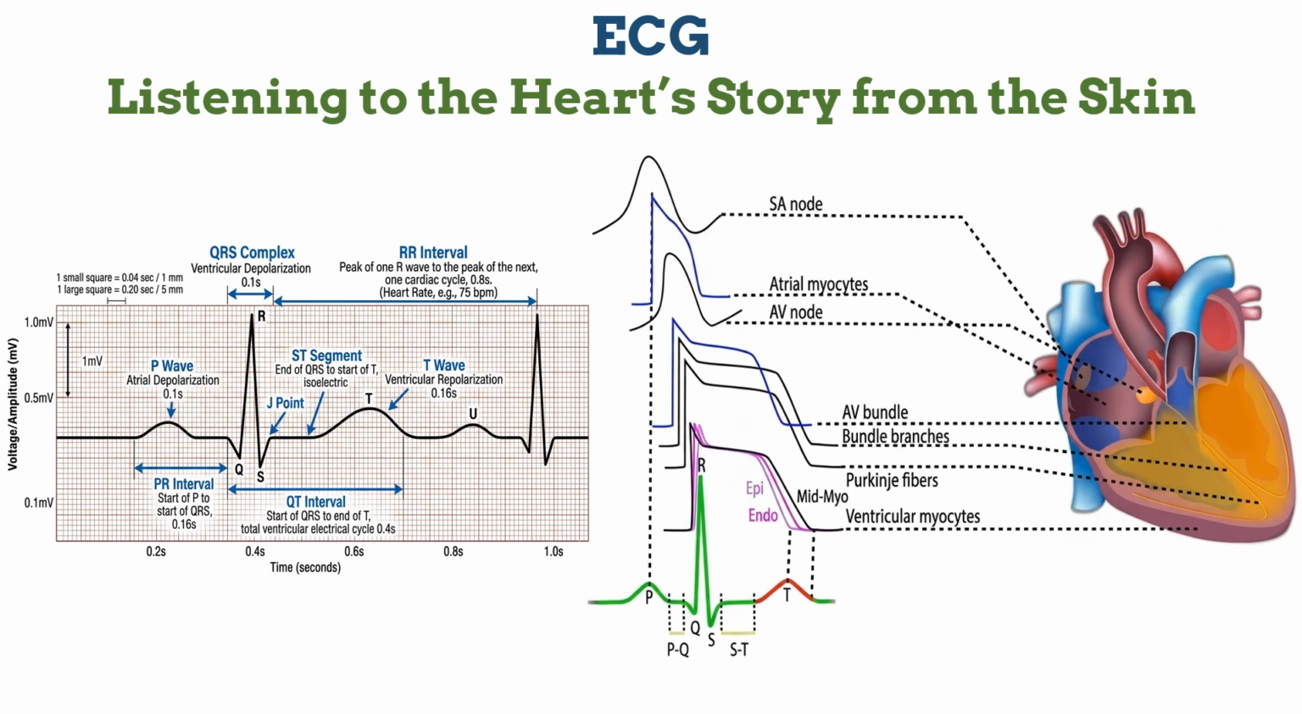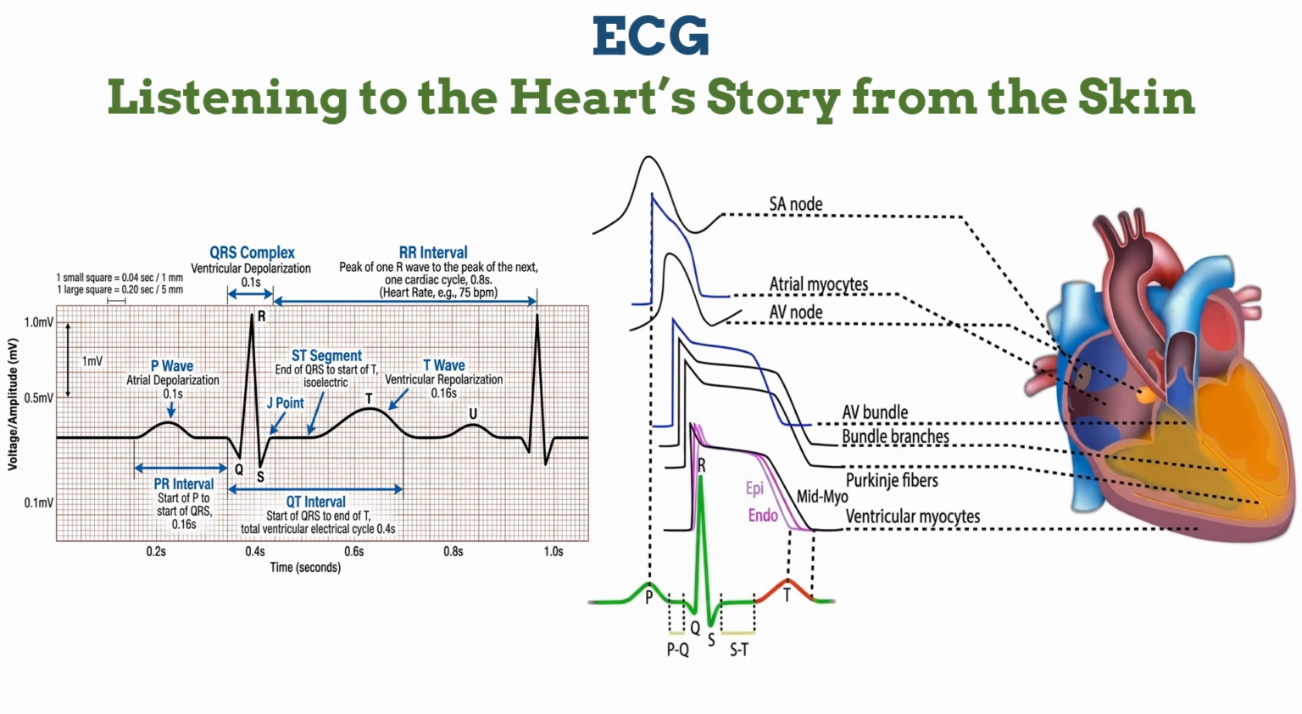The QRS complex represents ventricular depolarization, produced by the rapid phase zero of the action potential in ventricular muscle and Purkinje fibers as the impulse spreads quickly through the ventricles. The ST segment corresponds to the plateau phase of the ventricular action potential, during which all ventricular cells are depolarized, resulting in no net voltage difference and therefore an electrically flat segment.